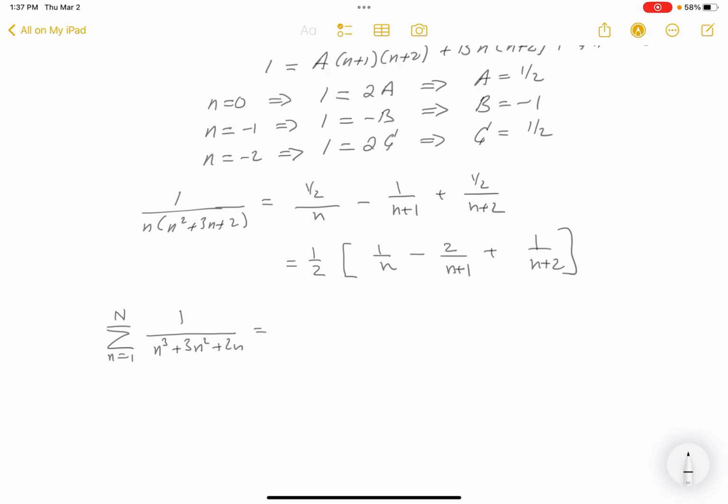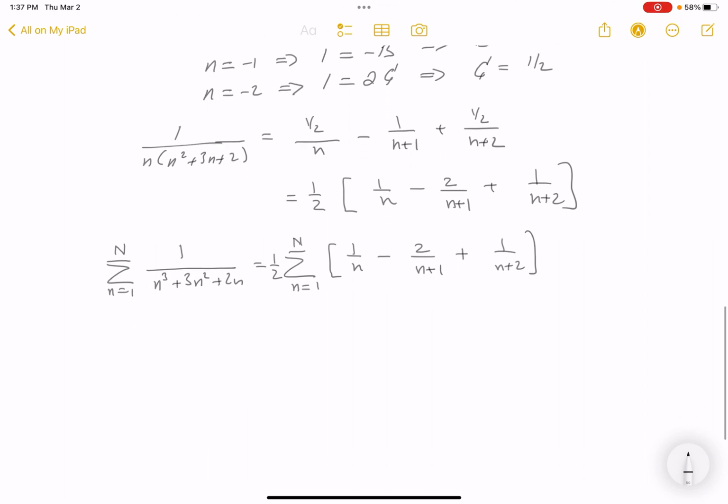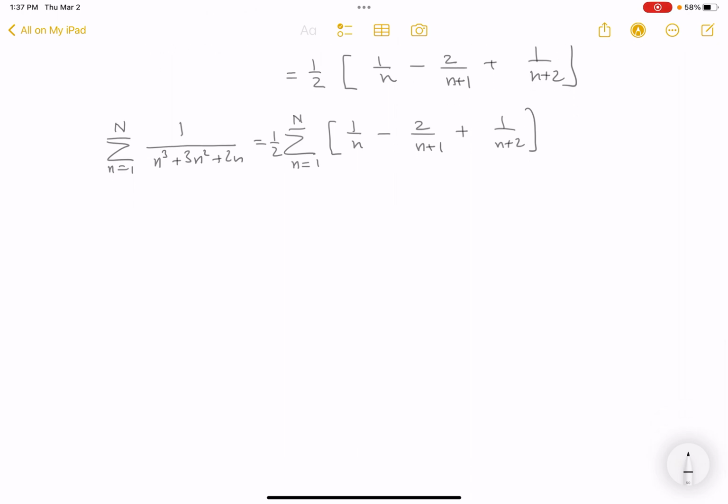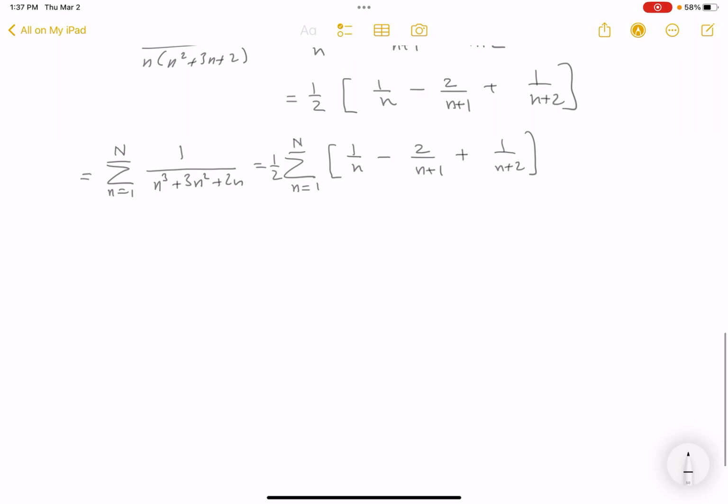This is going to equal the sum, and we're going to use our partial fractions now. What do you get? 1 up to big N. I'm going to pull the half out. And we left off with 1 over little n minus 2 over little n plus 1 plus 1 over little n plus 2. Now the issue over here is trying to figure out this sum. And what am I looking at? I'm going to call this Sn. This is a partial sum.